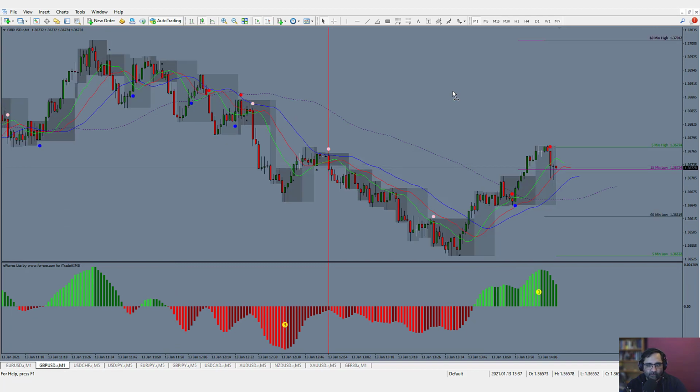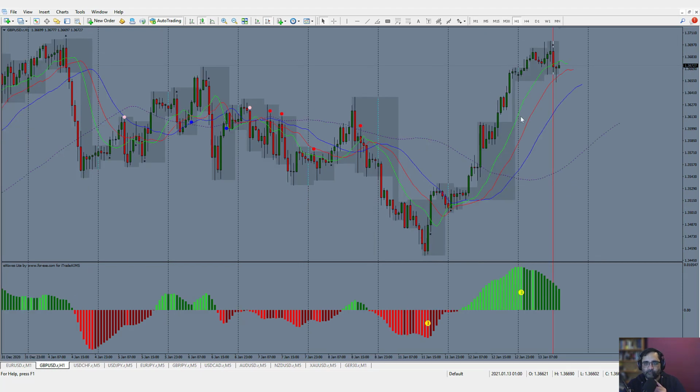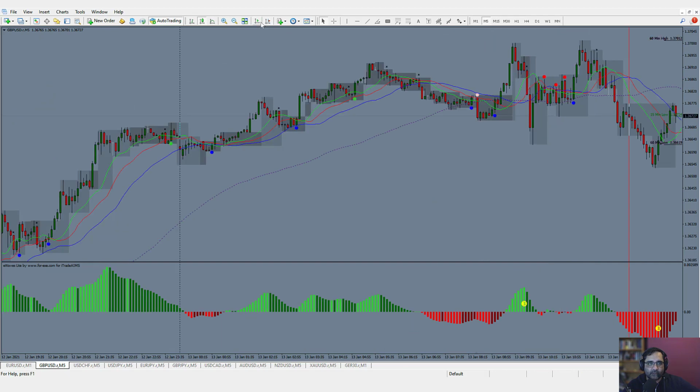Right. So, pound dollar. The movement on pound dollar yesterday was that it went up. We had a nice setup, the H1 M5 method over here. Let's actually just look at that.